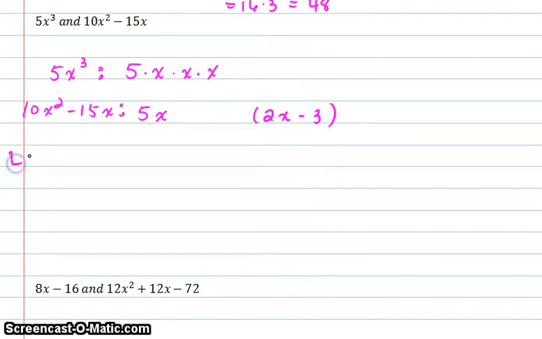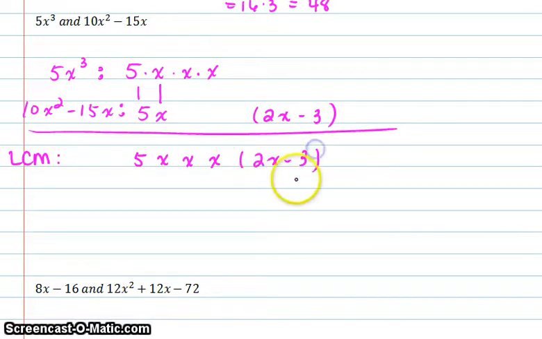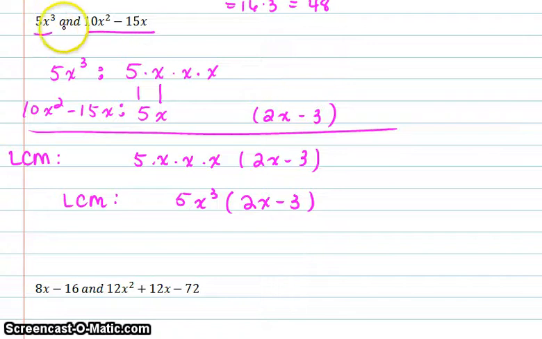Okay, so my least common multiple, I'm going to simply write each number that occurs. So I have a 5, an x, another x, another x, and then 2x minus 3. So if I simplify that, if I have 3 x's multiplied together, that's x cubed, so the least common multiple is 5x cubed times 2x minus 3. So that's the least common multiple of 5x cubed and 10x squared minus 15x.